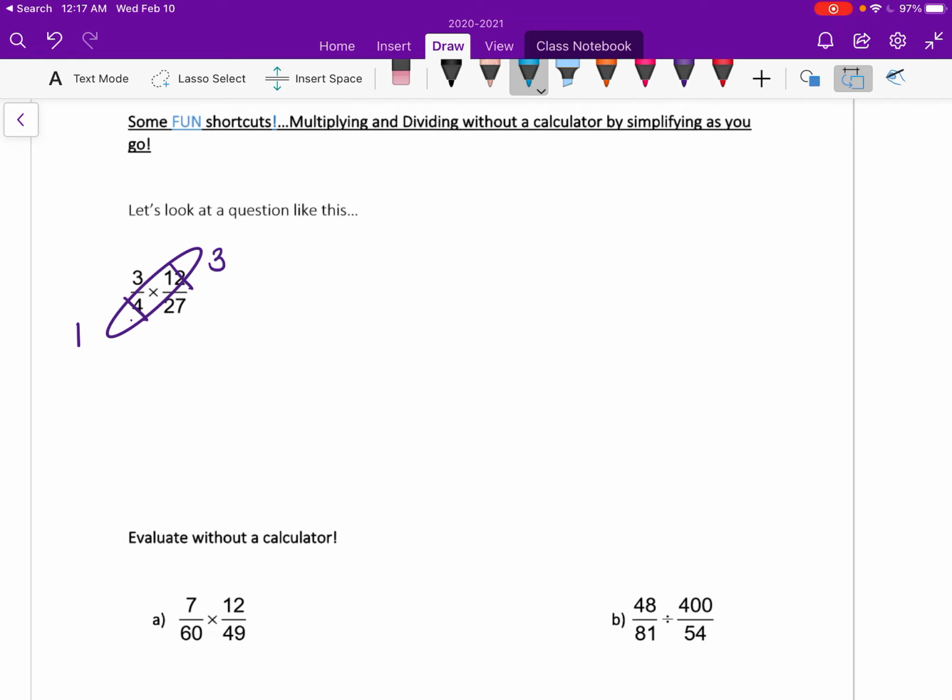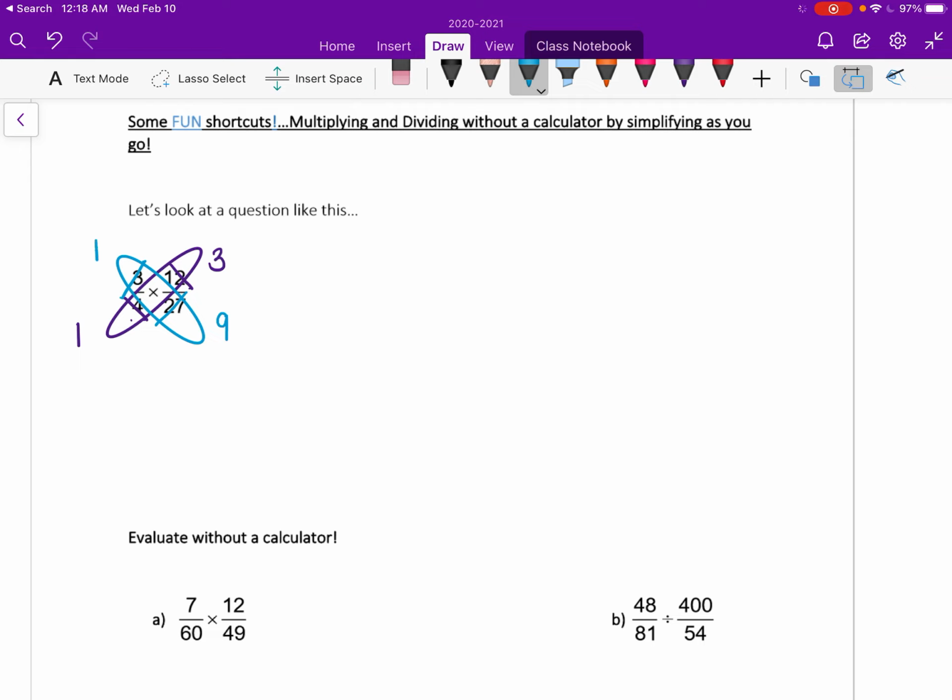I'm going to do the same thing for the other wing. 3 and 27, the lowest common denominator here is going to be 3. 27 divided by 3 is going to give me 9, right? And 3 divided by 3 is going to give me 1.